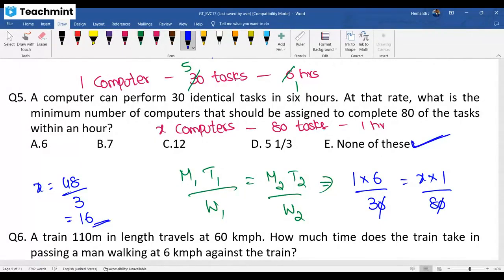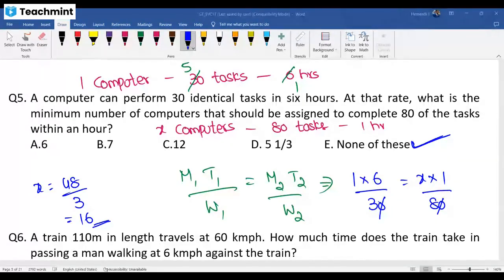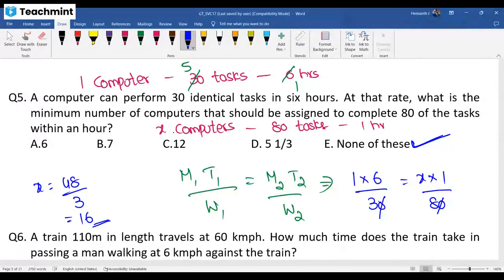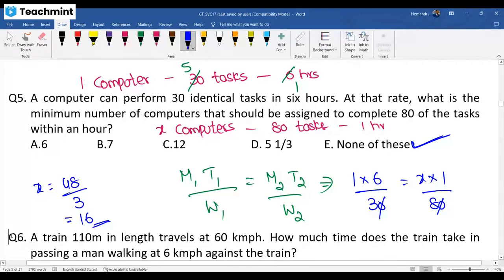Clearly you can know, right? 5 tasks in 1 hour. If you want 80 tasks, you have to multiply by 16. I want 16 computers. Clearly you can multiply into 16. Here 16 computers are required to complete 80 tasks within an hour. Answer is 16. First option is 16 means fine, or else we have to go for none of these.